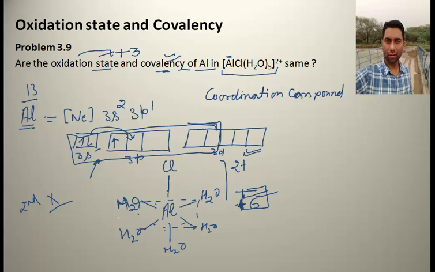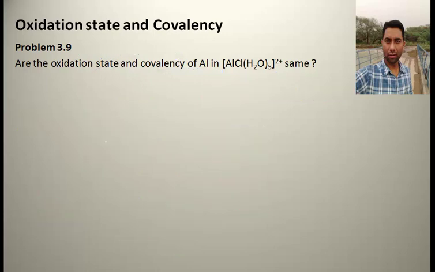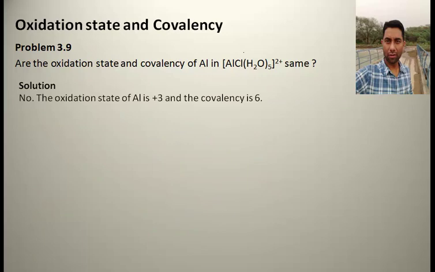Now we will check this. So the answer is, are the oxidation states and covalency the same? No, right? So covalency and oxidation states are different. Oxidation state of aluminium was 3 and covalency is 6. I hope this is clear to you.